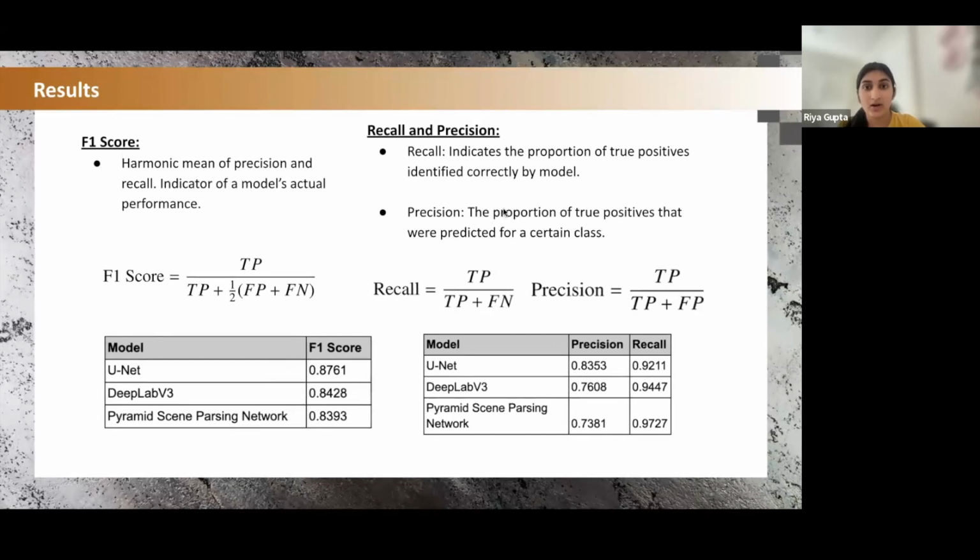As for recall and precision, recall indicates the proportion of true positives that were correctly identified by each machine learning model. Precision is the proportion of true positives that were predicted for each class, for example, high risk, low risk, medium risk, etc. UNet had the highest precision, while the Pyramid Scene Parsing Network had the highest recall.